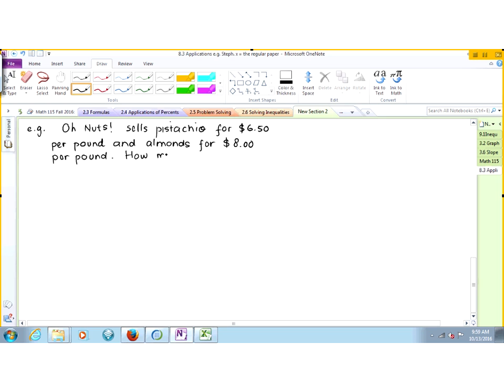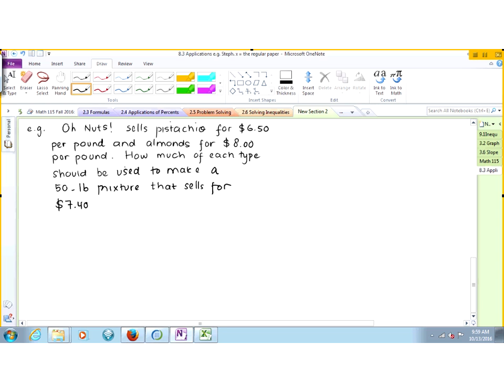How much of each type should be used to make a 50-pound mixture that sells for $7.40 per pound?